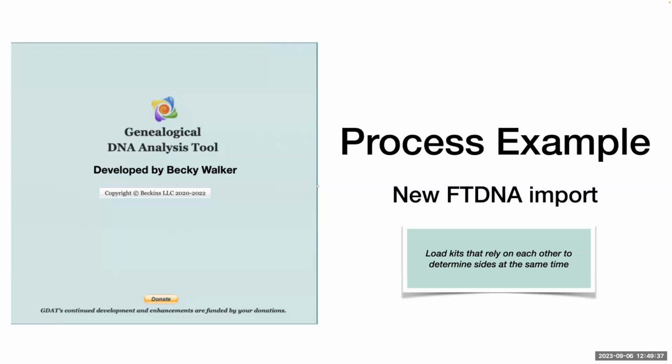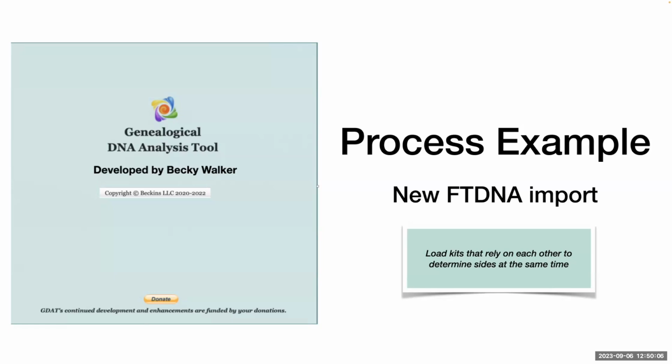So this is just really a new FTDNA import. And one thing I'd recommend is if you've got relatives that you're reliant on to assess a match, for example, if you've got a parent tested or brothers tested or uncles tested, that will help you determine sides. Always load all those kits at the same time. Load them all and then start looking at them so that you've got all the data in there. You don't have to go looking elsewhere.